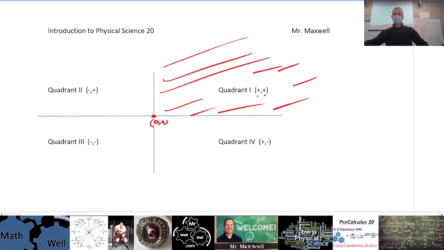In this quadrant, the coordinates of any point will be a positive x and a positive y, because from center you would go to the right for the x coordinate, and then you would go up for the y, and both of those would be positive. So that's what this means. You work counterclockwise, so this is 1, and you go counterclockwise to 2.